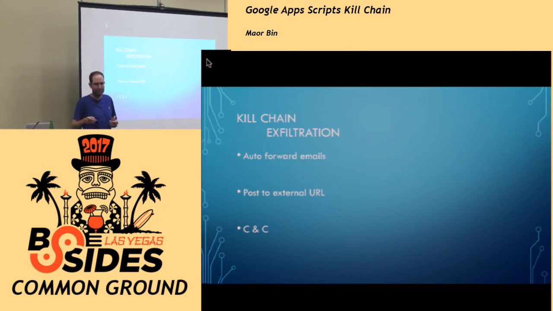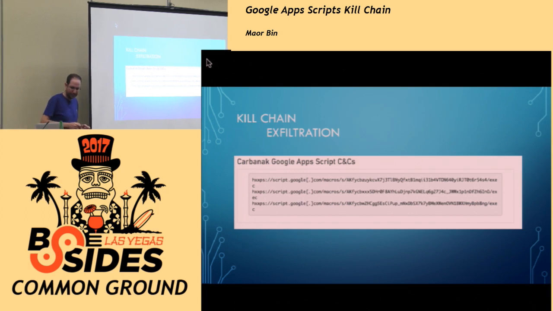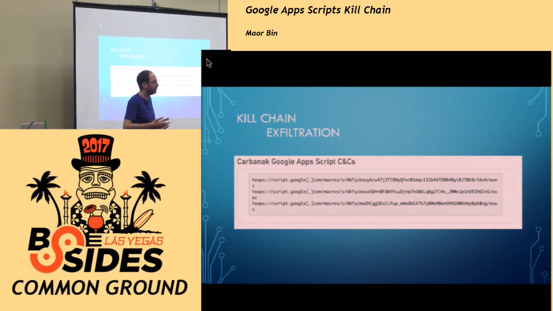I wanted to show you some example about it, but I have a more interesting example that I want to show. So I'll just talk really shortly about the Carbanak campaign that we've seen in the wild, which was using Google Apps Script as a C&C server. They also used Google Forms, if you're familiar with that concept, as their C&C server. So you can imagine it's a very, very powerful tool for attackers, and we've seen it in the wild.